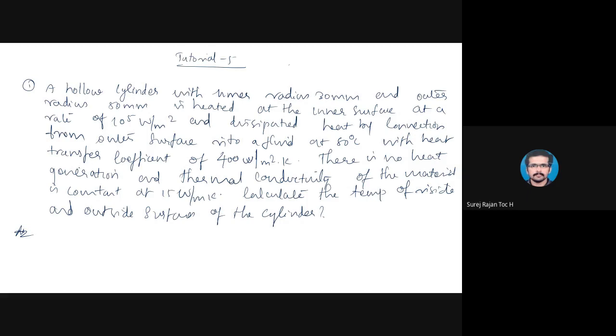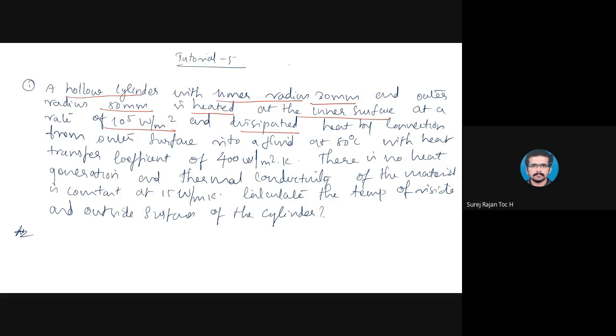So you can see here the problem statement, that is a hollow cylinder, and the inner radius of that hollow cylinder is given, that is 30 millimeter, and outer radius is also given, that is 50 millimeter. Heated at the inner surface, so it is heating from the inner surface at a rate of, that is heat flux is given, small q is 10 raised to 5 watt per meter square, and it is dissipating.